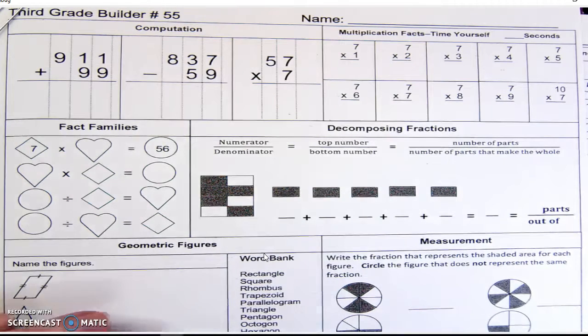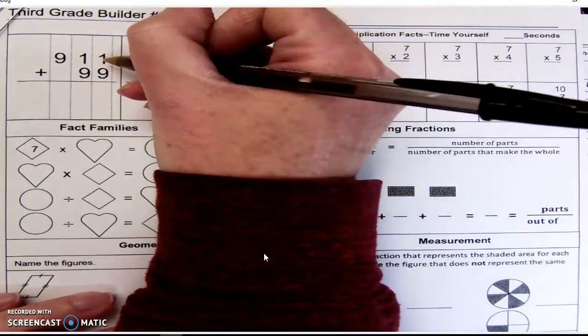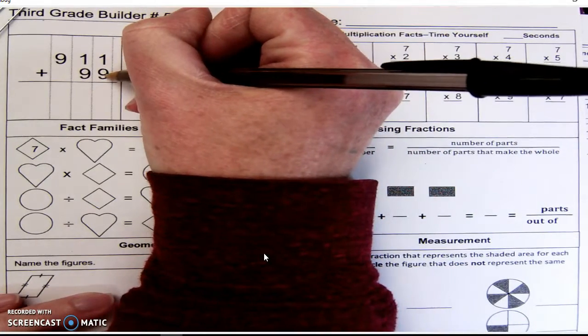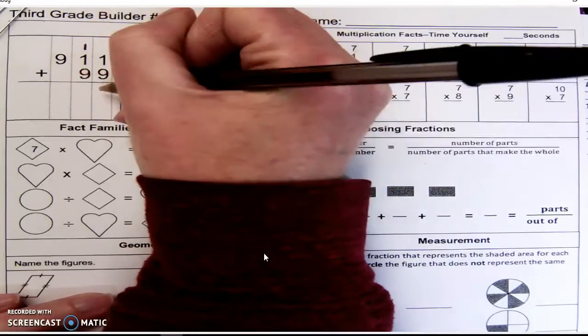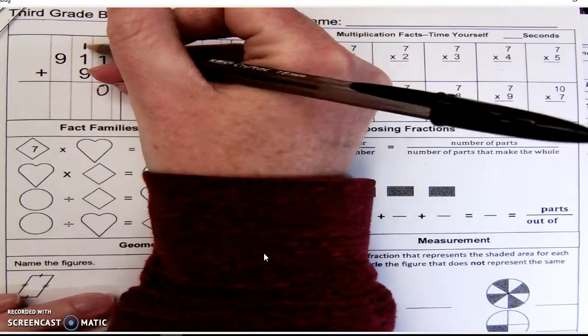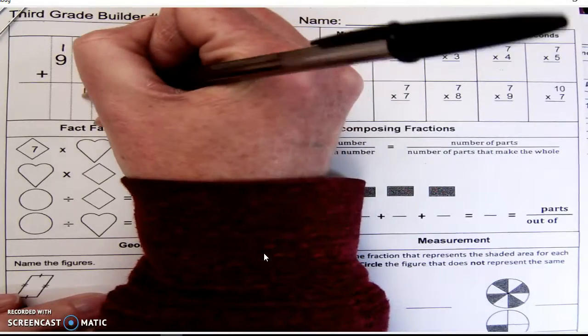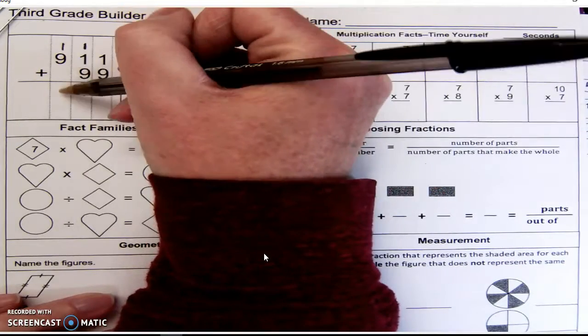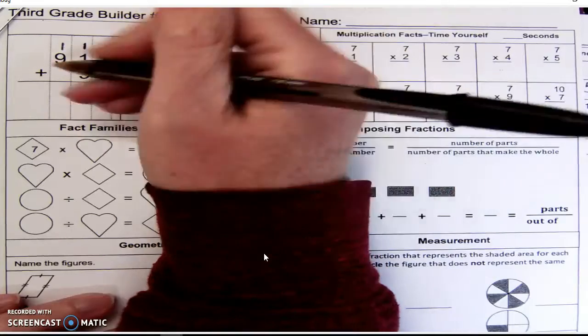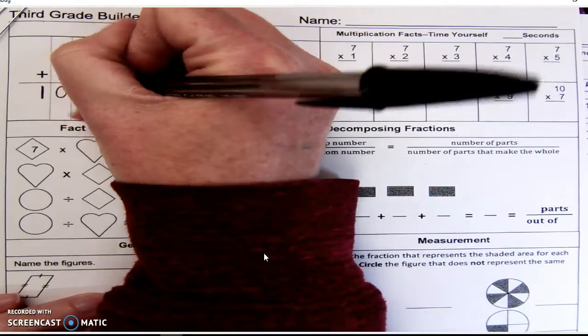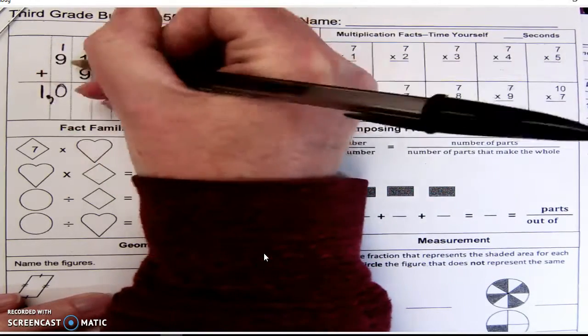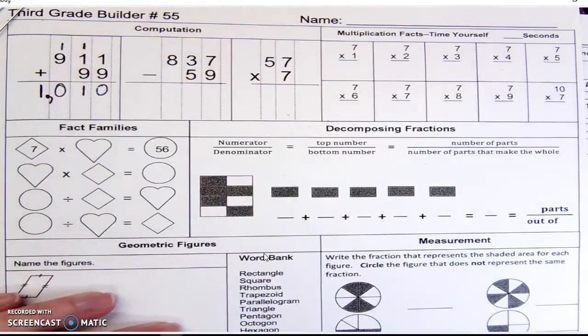Okay, third grade builder number 55. We're going to start by adding. In our ones place, 1 plus 9 is 10. And now we add our tens column, 9, 10, 11. And add our hundreds, 9 plus 1 makes 10. So 911 plus 99 gives us a sum of 1010.